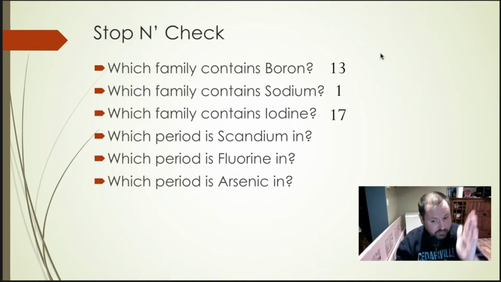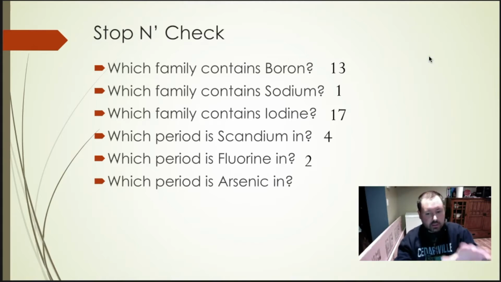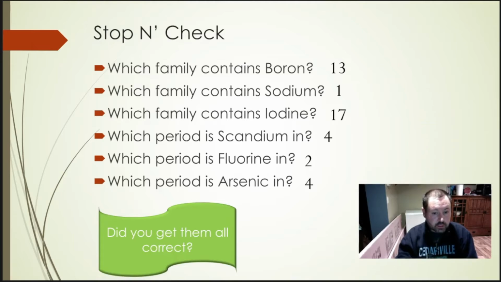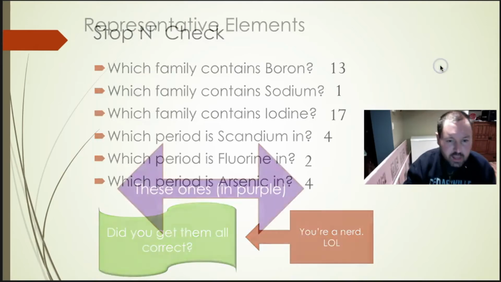Now, instead of talking about the families, let's talk about the periods. Which family contains, or I'm sorry, not which family, which period contains scandium? Period 4 contains scandium. Which period contains fluorine? Period 2 contains fluorine. Take a look at your periodic chart, find arsenic. It's a little bit further down, towards the right. Which period contains arsenic? Period 4. So did you get them all correct? Don't lie. Did you get them all correct? You're a nerd. Just kidding.